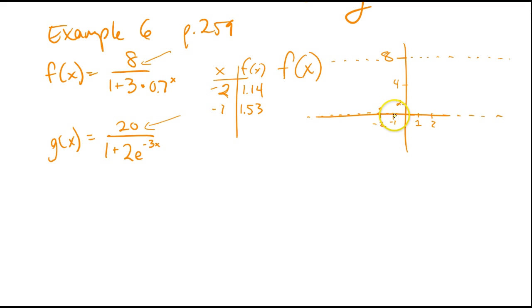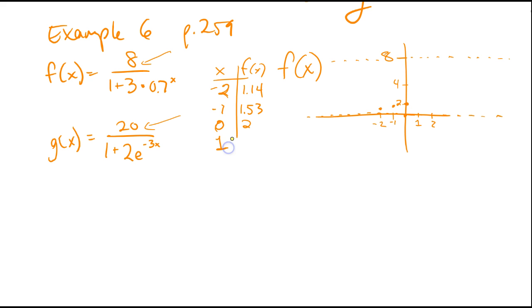So now I'm here at x equals -1, and my y value is 1.53, so I get a little bigger. Then, what am I going to get when x is 0? Well, there's my table of values. When x is 0, what is my y value? So I go in here, 0.7 to the 0 power, that's 1. 3 times 1 is 3, plus 1 is 4. 8 divided by 4 is 2.